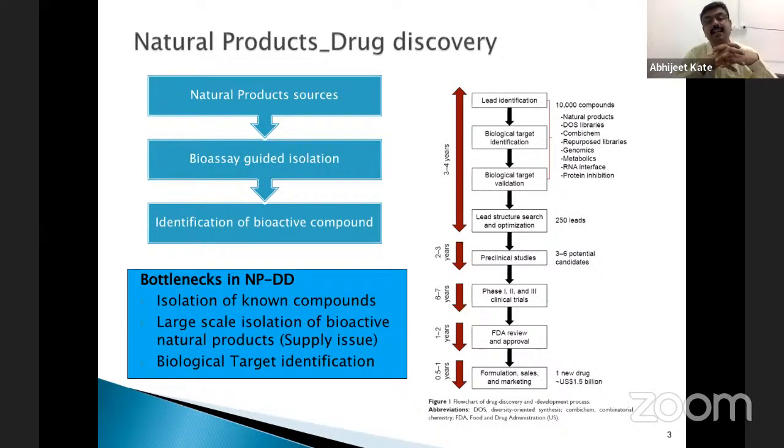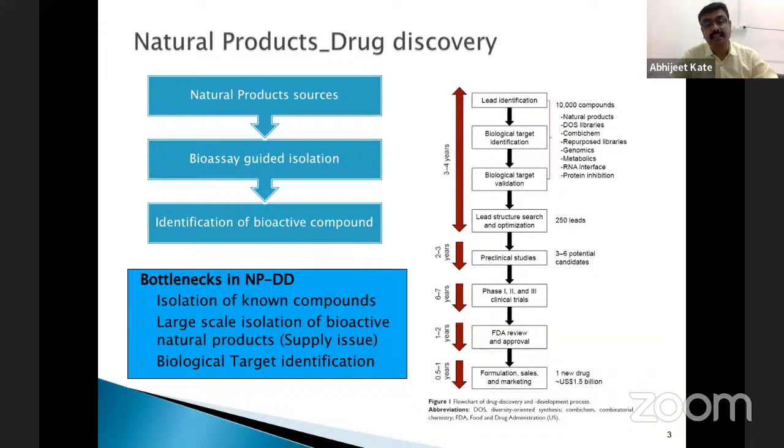The second challenge is large-scale isolation. There are several bioactive natural product molecules sitting on the shelves in the labs of different natural product chemists, because they could isolate only milligram levels of those compounds. They couldn't get grams or kilograms, because when you want to perform preclinical or clinical studies, you need a good quantity of this molecule. And if you want to market it, you need to have a sustainable production method for these molecules. That is also a big challenge, by the way.